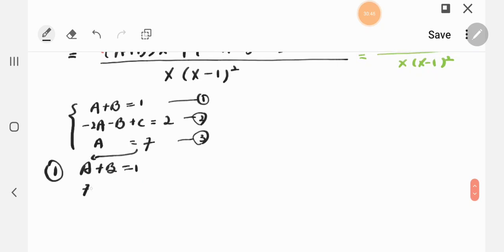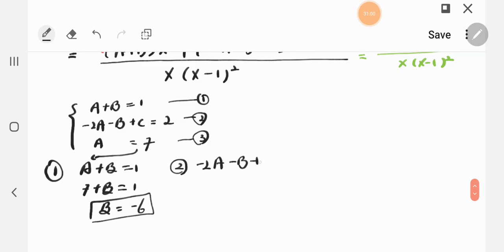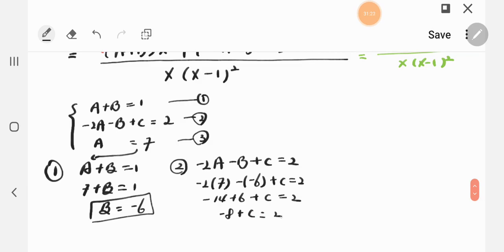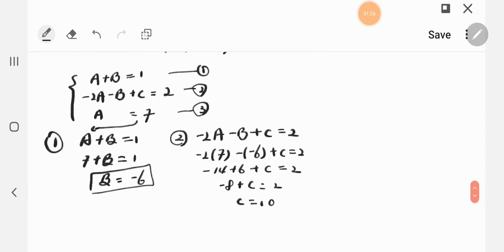A is 7, so 7 plus b is equal to 1. So b is equal to negative 6. Okay, let's find c from equation 2. So a is 7, so negative 2 times 7. B is negative 6. Then negative 14 plus 6 plus c is equal to 2. Then negative 8 plus c is equal to 2. So c is equal to 10.